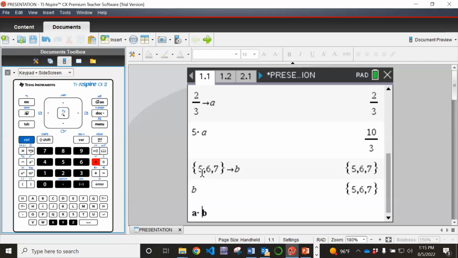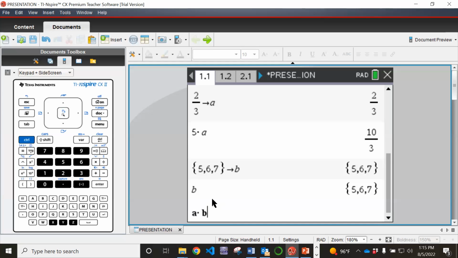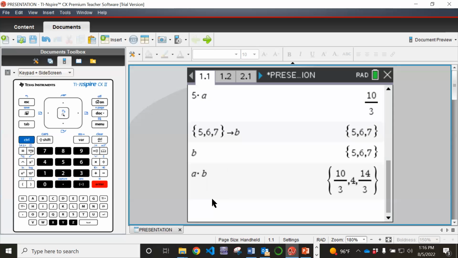So I could have stored this list right here under the name height, and it would have treated height as a single quantity. So there's our multiplication, and we'll see what happens. And sure enough, it took that list and multiplied it by 2/3 that we had there.